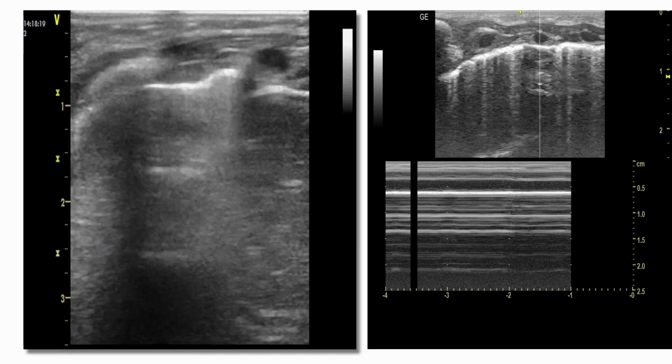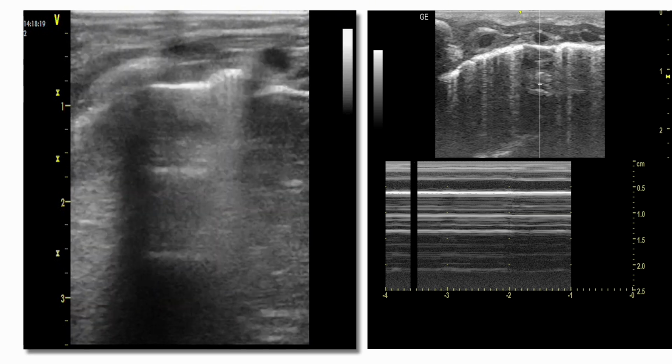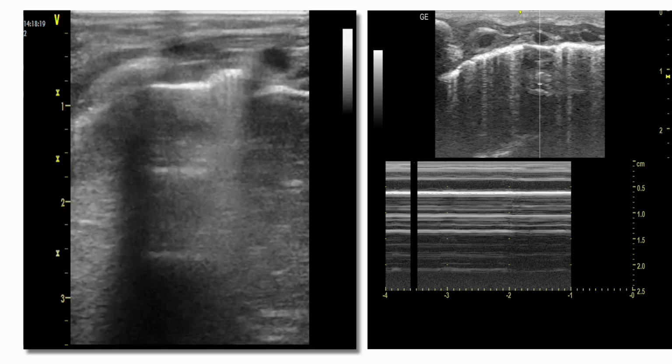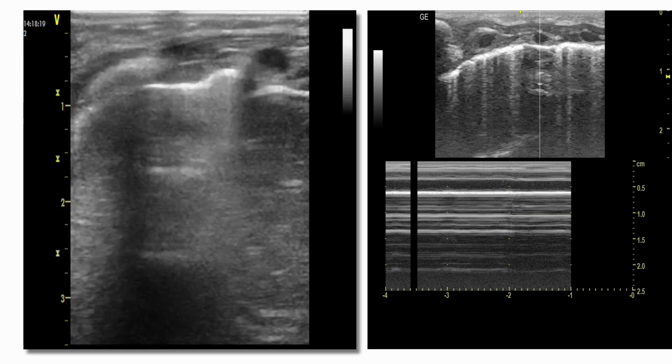You can appreciate in this video clip the presence of lung points, where there is an area of lung sliding adjacent to an area of absent lung sliding, and by placing the M mode cursor you can get the barcode or the stratosphere sign.